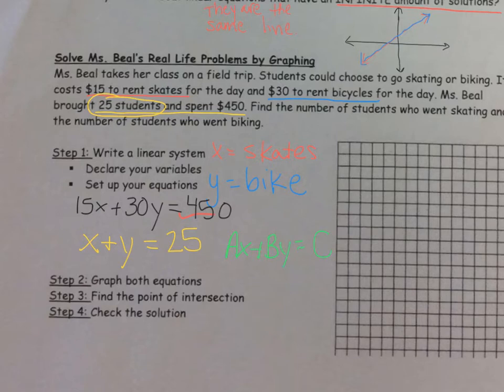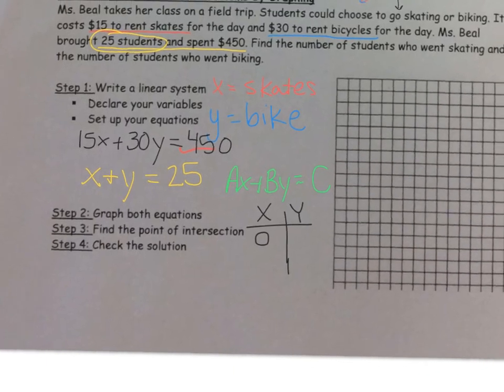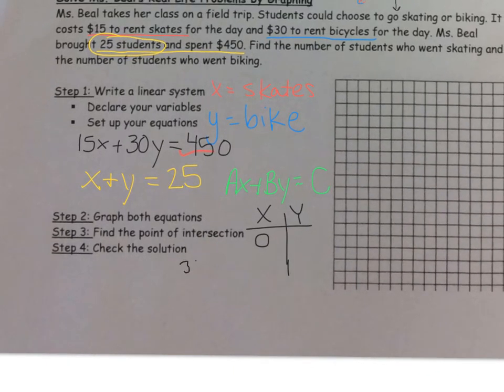Since they're both written that way, I'm going to make two teeny tiny tables. For the black equation, my teeny tiny table will look like this. When x is 0, we've got 30y equals 450. Divide by 30, and I got y is 15. When y is 0, we've got 15x equals 450. Divide, and x is 30. So there's our information to graph.